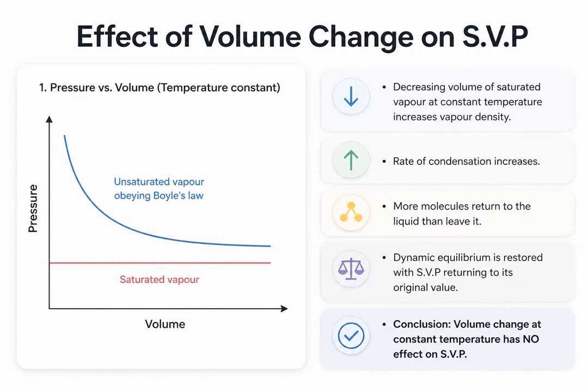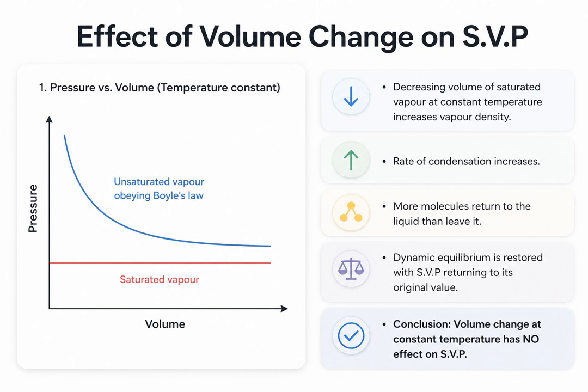What happens if we push that piston down and change the volume while keeping the temperature constant? Initially, decreasing the volume compresses the saturated vapor, which increases its density. Because the vapor is now denser, the rate of condensation spikes. More molecules are forced back into the liquid phase than are evaporating. This continues until the density drops back to its original equilibrium level. Therefore, the dynamic equilibrium is restored, and the pressure returns to its exact original value.